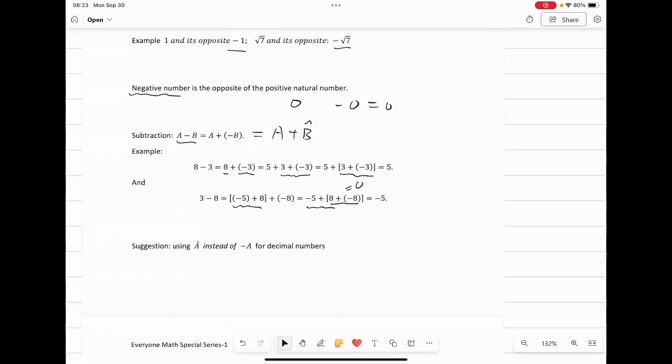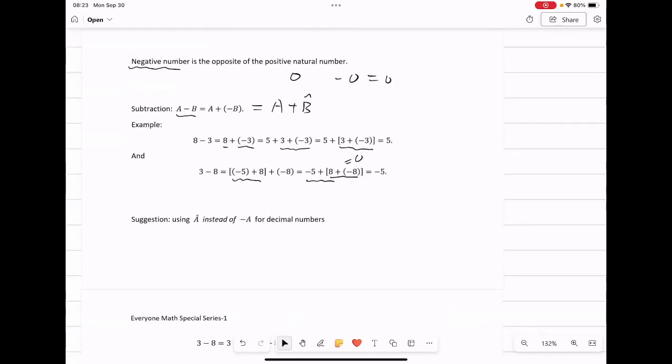Here, I really suggest you use the so-called A hat instead of minus A for the decimal number system, because later on I will show you that in the decimal number system, you can denote something like 3 1 hat, which in decimal is just 3 times 10 minus 1. So you put the coefficient in front, and you get 3 1 hat.